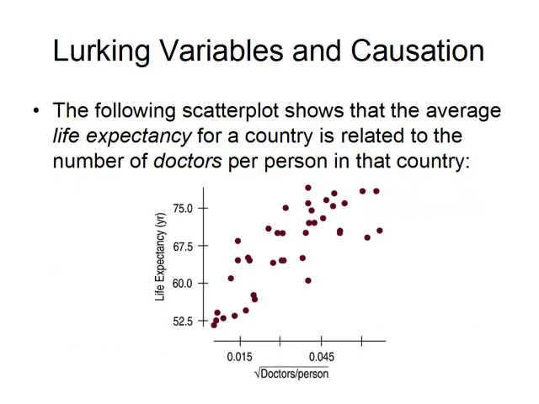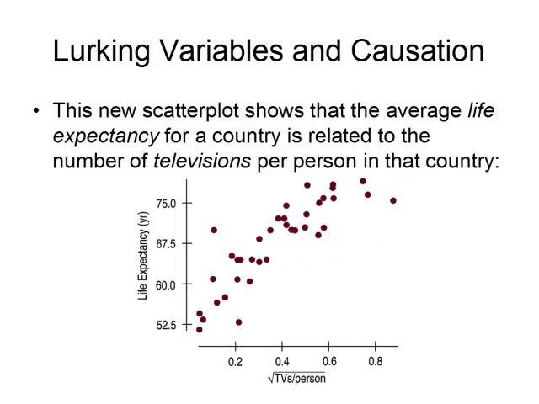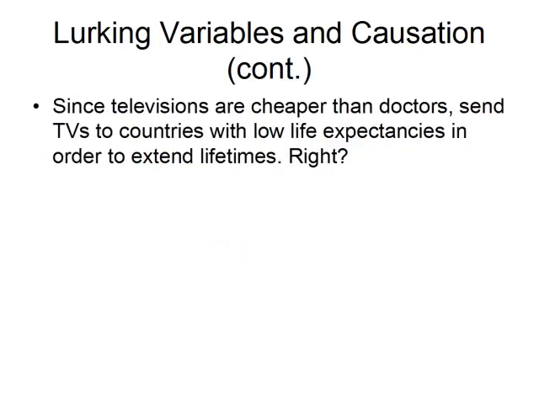The following scatter plot shows the average life expectancy for a country is related to the number of doctors per person in that country. This scatter plot shows the average life expectancy for a country is related to the number of televisions per person in that country. Since televisions are cheaper than doctors, send TVs to countries with low life expectancies in order to extend lifetimes, right?